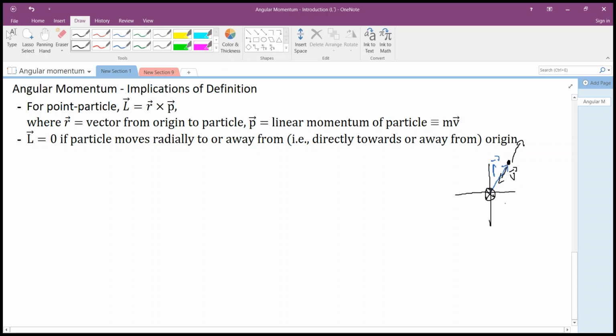So we call this direction the radial direction. And hence, if a particle moves radially to or away from the origin, the reference point about which you are calculating the angular momentum, then the angular momentum is zero.